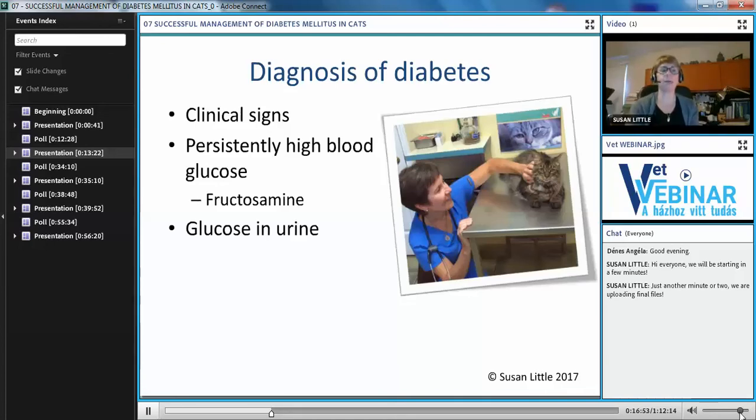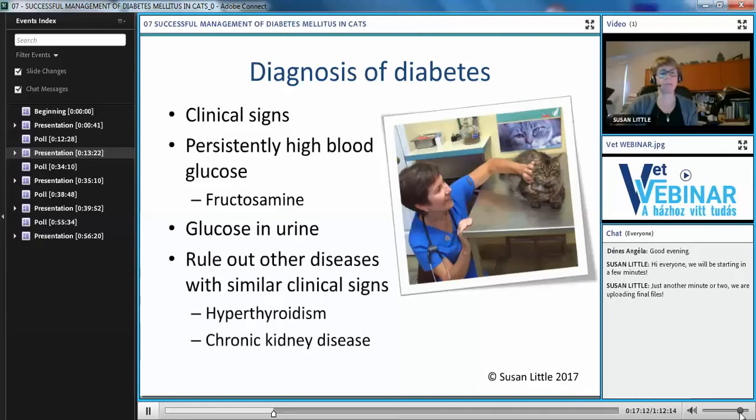We're going to talk about fructosamine in just a moment, and the pros and cons of using fructosamine, especially to distinguish cats that may have stress hyperglycemia. And then typically cats will have glucosuria as well as part of their diagnosis. But we do have to rule out diseases that look similar.